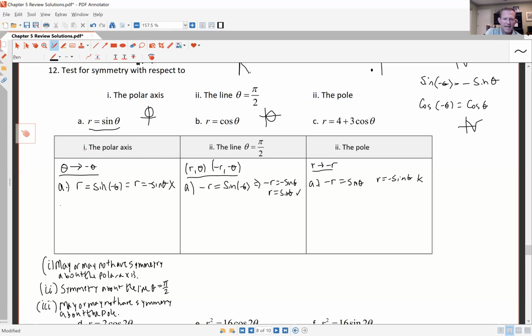So we see that when we replace theta with negative theta, r equals cosine of negative theta, since cosine is the even function, it doesn't change because that negative goes away. So that remained the same. So we can say with certainty that we have symmetry about the polar axis.